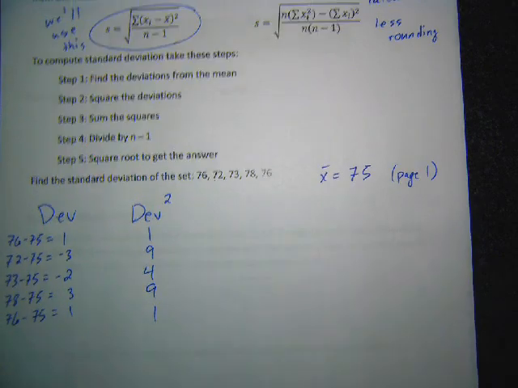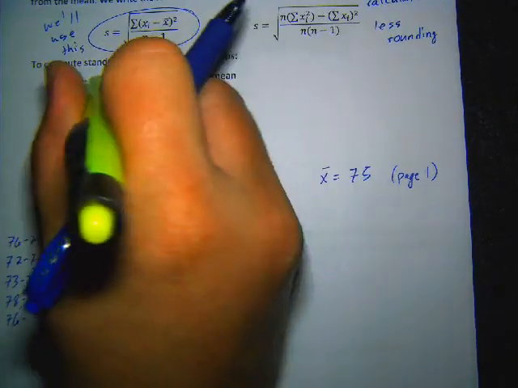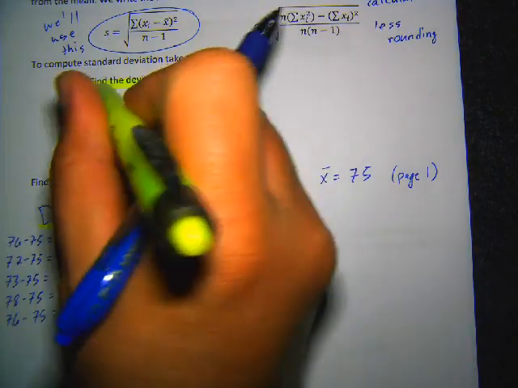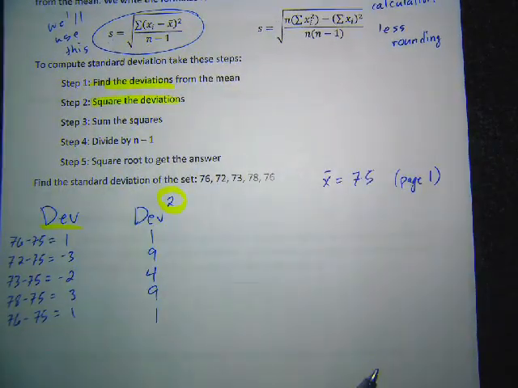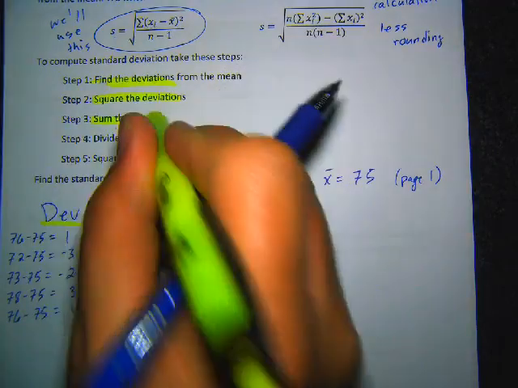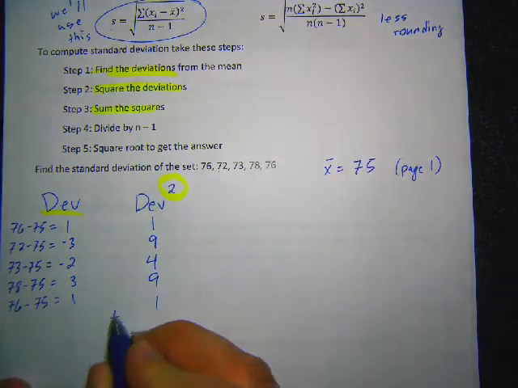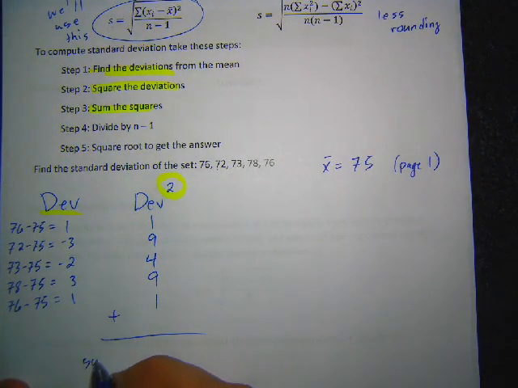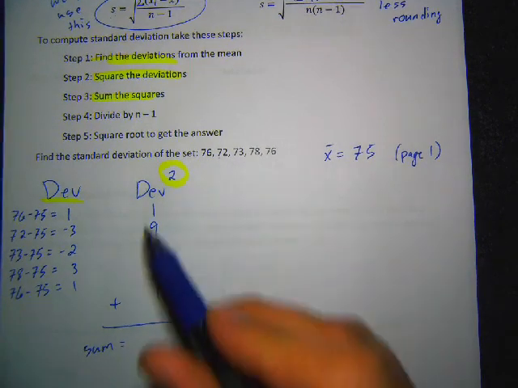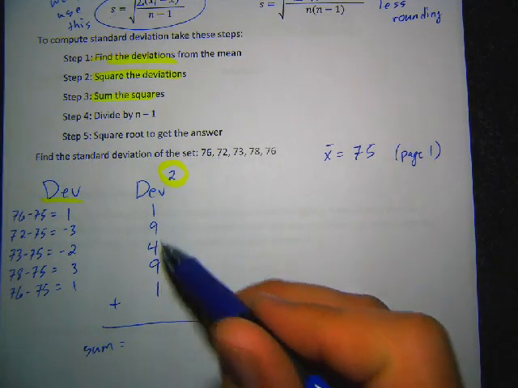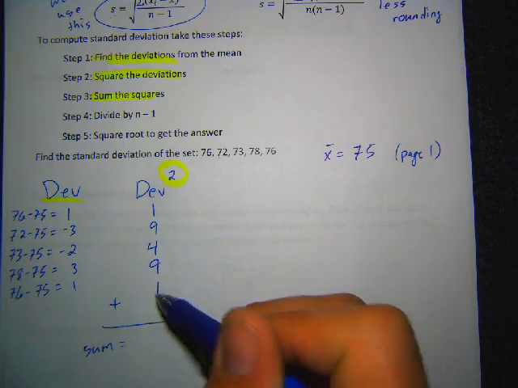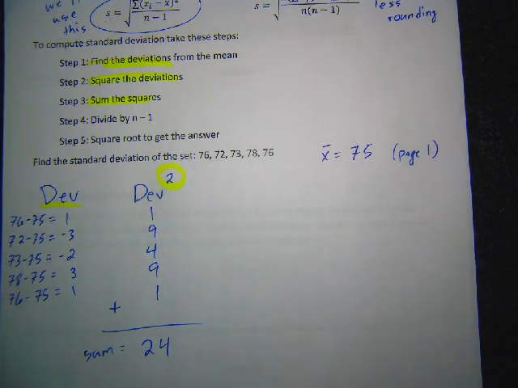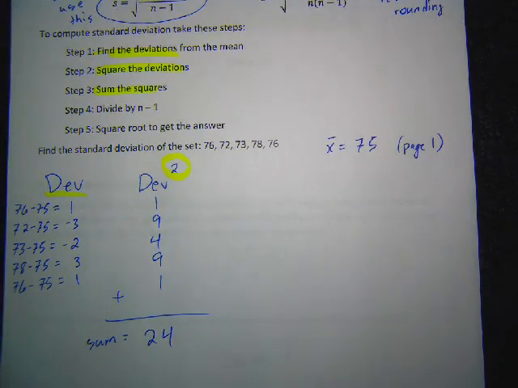So first we found the deviations, right? That's what we did here. Then we squared the deviations. The next thing we do is we sum up those squares. So we're going to add those all up, and this will be the sum. So 1 plus 9 is 10, plus 4 is 14, plus 9 is 23, plus 1 is 24. So I get 24. That's the sum of all those squared deviations.